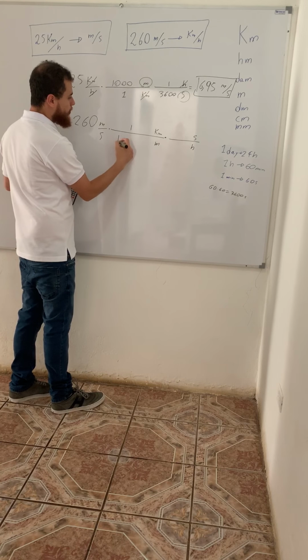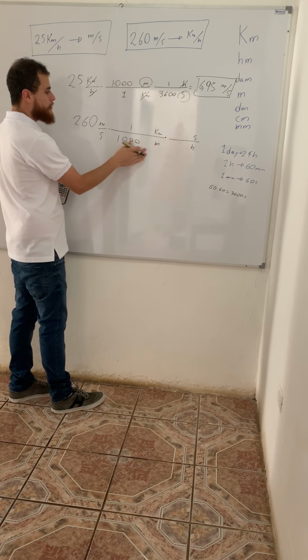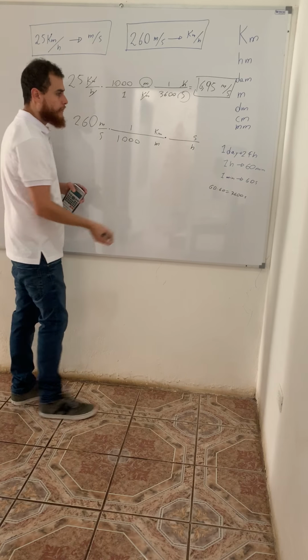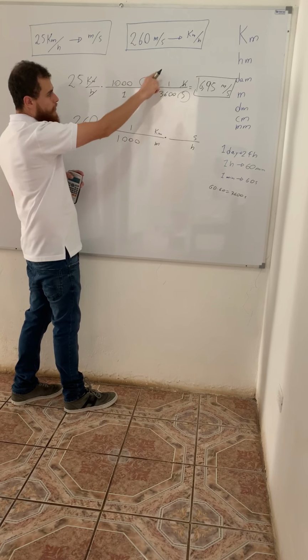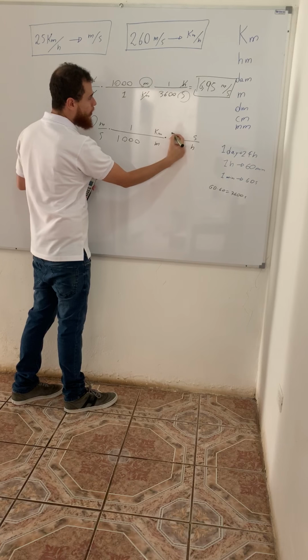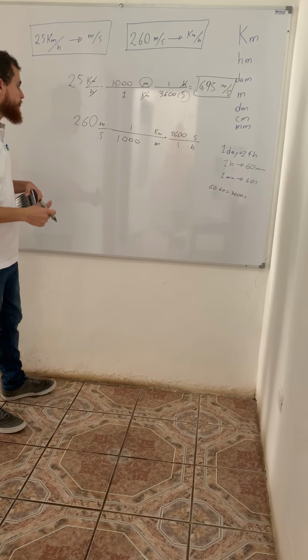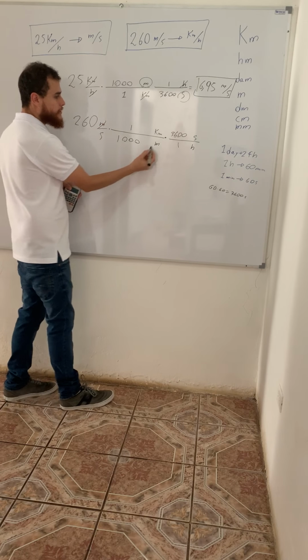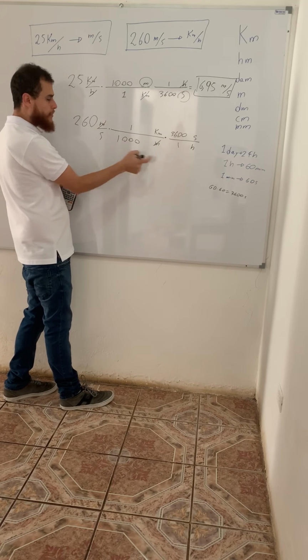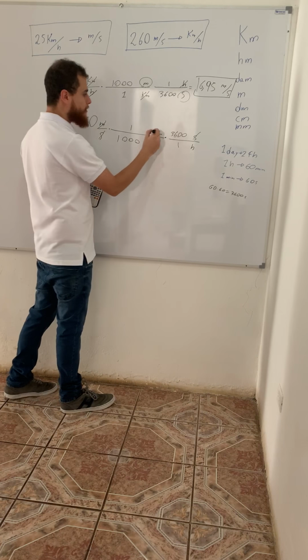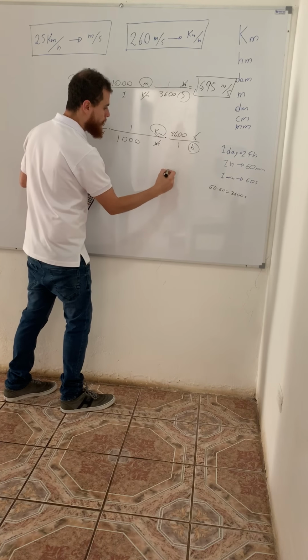For kilometers, I know that in every kilometer, there is 1,000 meters. And then, from what we saw here, for every hour, there is 3,600 seconds. I will cancel my units. Meters and meters, seconds and seconds. And that way my answer is going to be kilometers per hour.